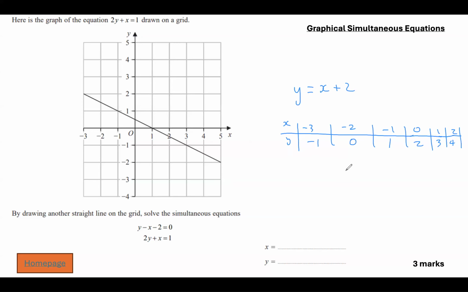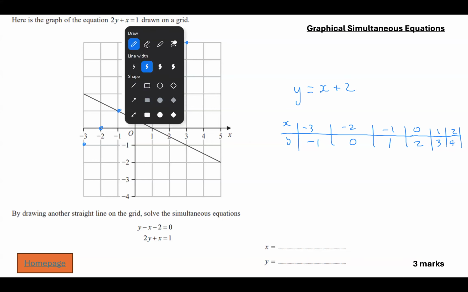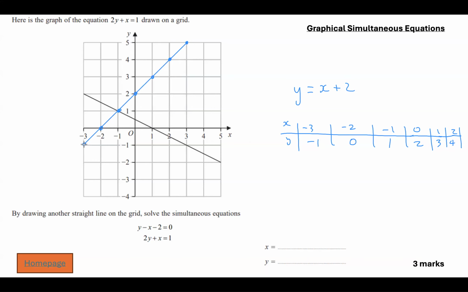And then we can simply plot these points here. So we've got when x is 2, y is 4. When x is 1, y is 3. When x is 0, 2, -1, 1, -2, 0, and -3, -1 is over here. Now, guys, notice I've got a nice smooth set of points. If I'm getting wonky points, then I've probably made a mistake. So this is the best thing to do. Draw a table of values, see if you get a nice smooth straight line, which you do, and then join the points up, because we need to draw the line.